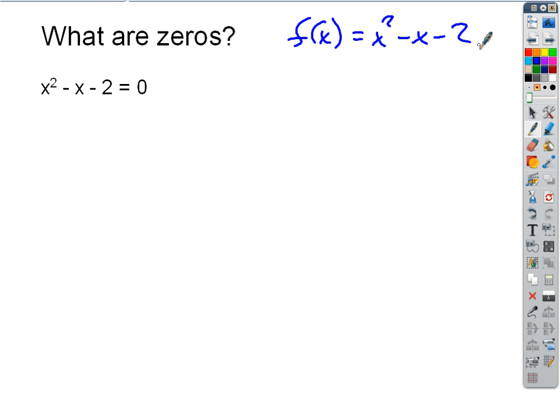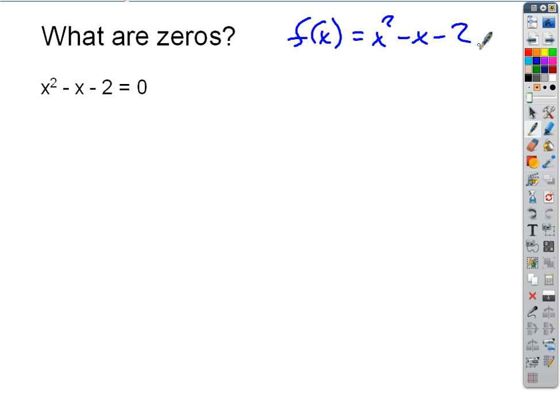When they're asking for the zeros of a function, we want to know the values of x or t or whatever the independent variable is, usually x, the values of x that are going to make this thing 0. So to find them, we would just set the function equal to 0 and solve, right? Okay, so that's what we did. We set this equal to 0, and now we're going to solve, right?